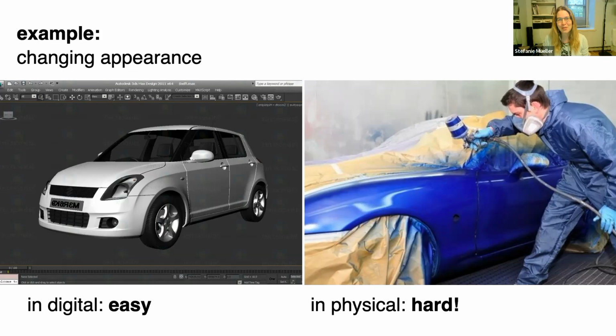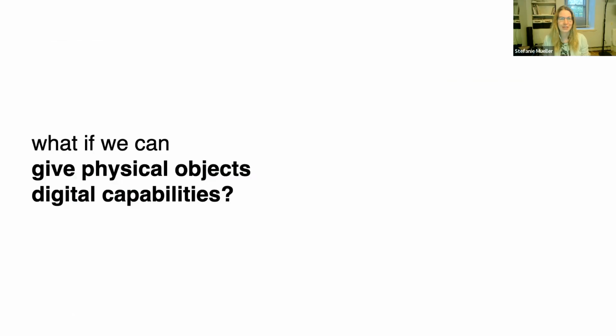They will spend hours repainting your car. It's going to be very expensive and time consuming to do. So that's definitely not something you will do multiple times in a minute, just changing the color of your own car. That's not going to happen because in physical, it's very hard. So in the research that I do with my lab, we ask ourselves the question, what if we can give physical objects digital capabilities so that, for instance, changing the color of the car in physical is as easy as we can do this in digital already today?